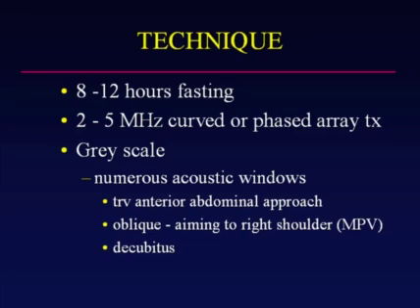This is probably one of the most difficult ultrasound exams that we do, and one acoustic window will not provide adequate visualization of the entire hepatic vasculature. So while we begin using the transverse anterior abdominal approach, it's important to recognize that very often we need to use oblique imaging, typically aiming towards the right shoulder to see the main portal vein, but also to use decubitus views. So you need to ask the patient to turn to the right or left to scan coronally through the flank in order to achieve complete visualization of the blood vessels to the liver.